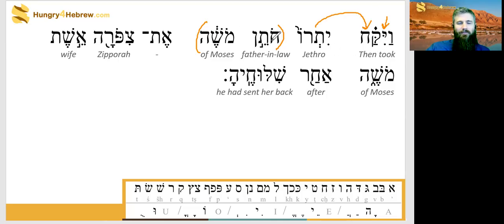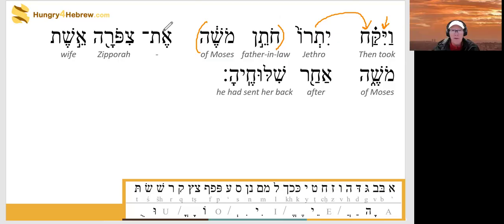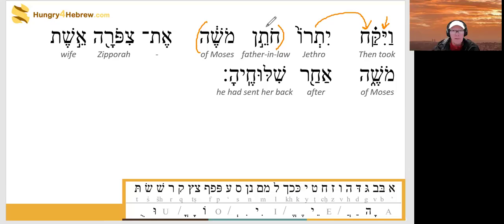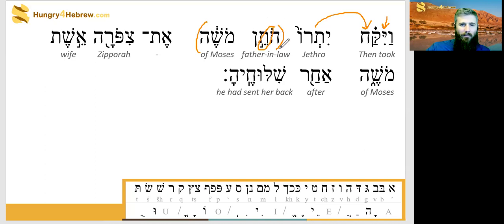Choten Moshe. That's so funny to me. We just saw it in the previous verse. The father-in-law of Moses took whom? When I saw Choten, I was looking for Kohen. That tav threw me off. Kohen, Choten. It's a similar vowel pattern because they are probably both participles. Kohen, Choten, Shofet, Yoshev. They all have an O-E pattern. Maybe.